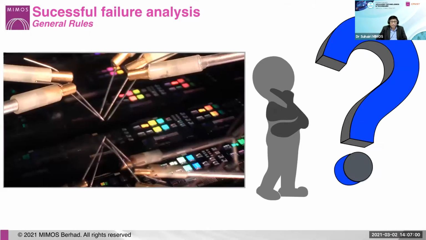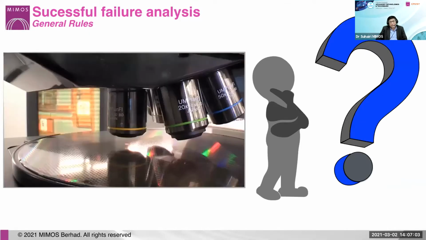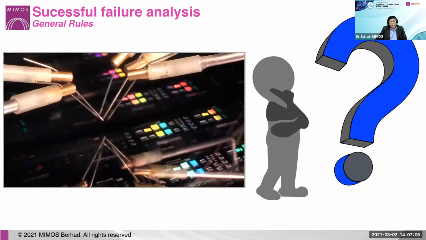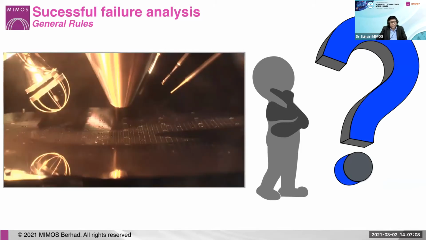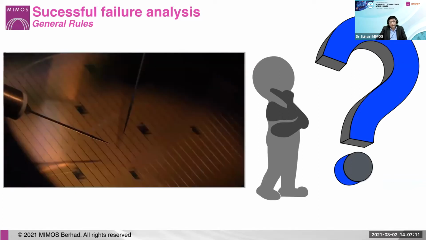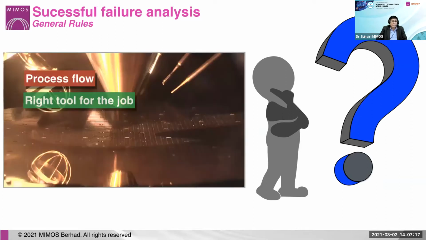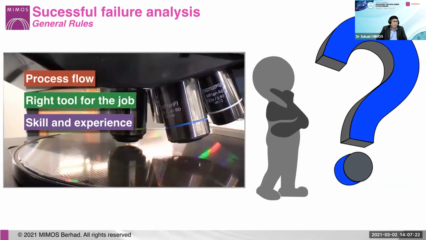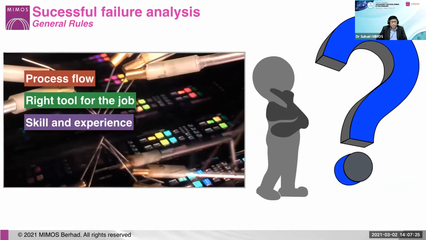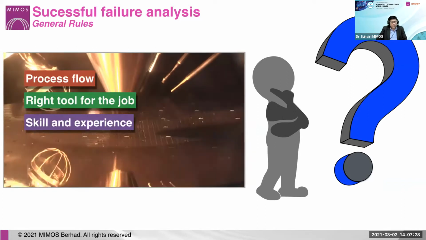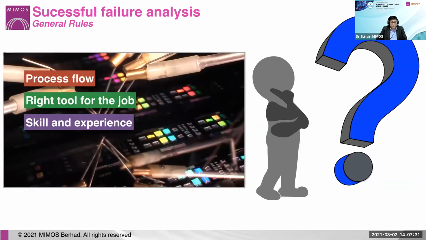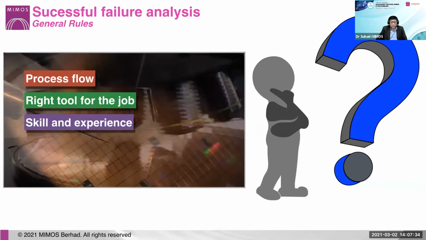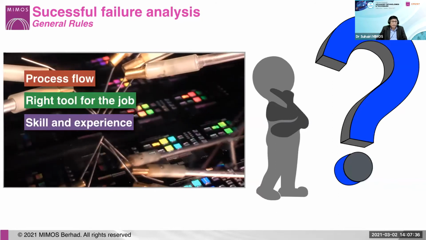Moving on, one might ask, what would it take to be successful in the FA process? Well, we can speak based on our established and long history of involvement in this field, and our experience has led us to believe that in order for the service to be well accepted by customers, three elements should be given emphasis, which are the process flow, the right tool for the analysis, and skill and experience. But before further deliberating on these three elements, allow me, for the sake of our audience who are not familiar with the field of failure analysis, to share a few slides about failure analysis.